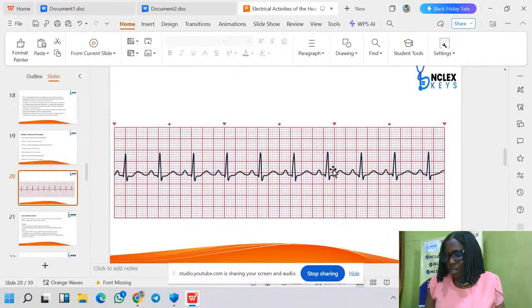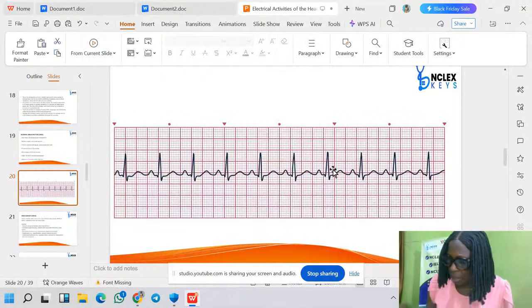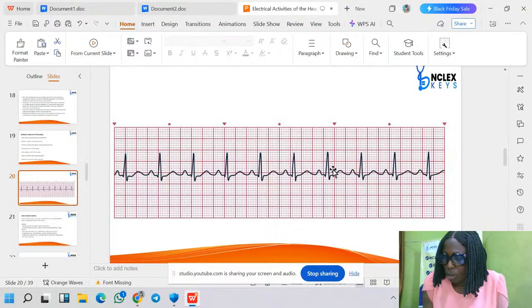300 in a 6 second strip. Don't forget, it still has to be a 6 second strip. I saw 160 there, I read it, ma, and I mentioned it. So you should still get 120. So the pulse of this patient is 120.